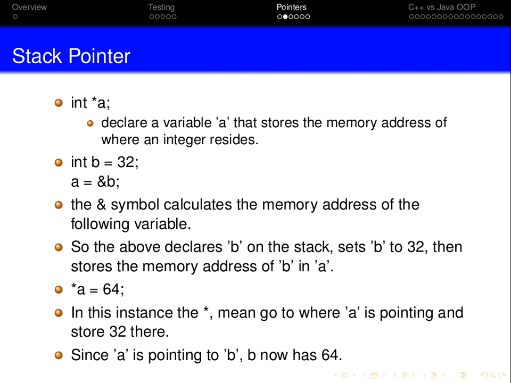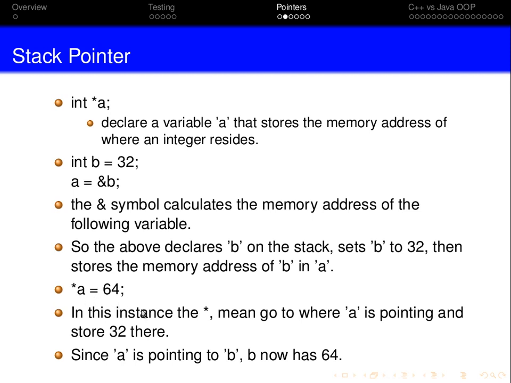So let's start having some fun here. Let's create an int a, great. That declares a variable a that stores the memory address of an integer, of where an integer resides. Then we'll have int b, b is on the stack, and we'll set it to 32, and then we'll have a equal to the memory location of b. So a after this point is storing or holds the memory location of b. A calculates the memory address.